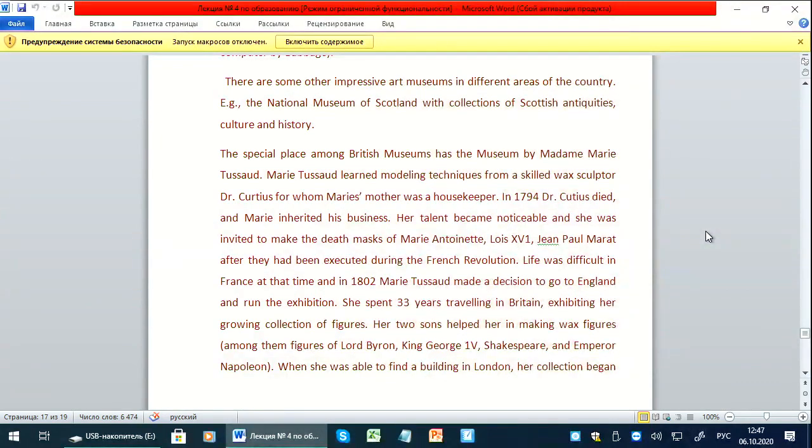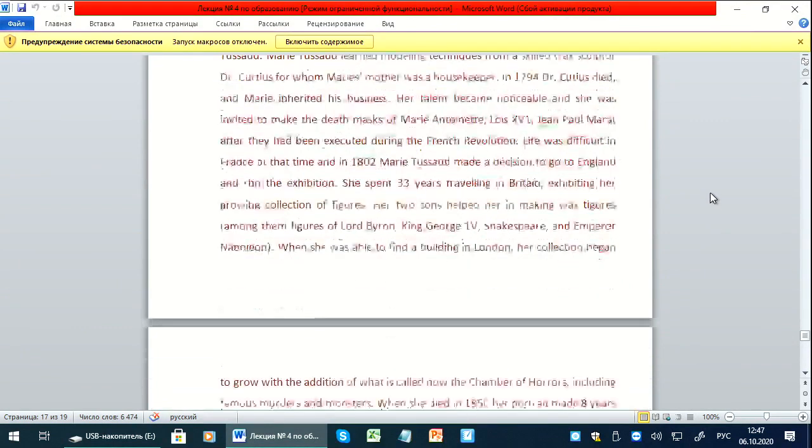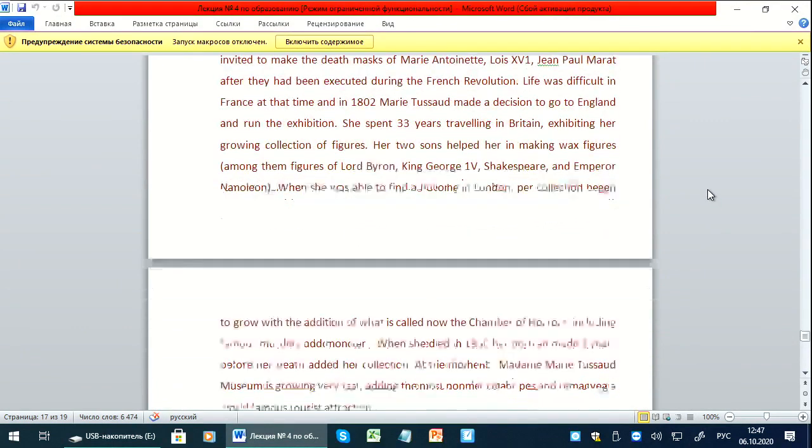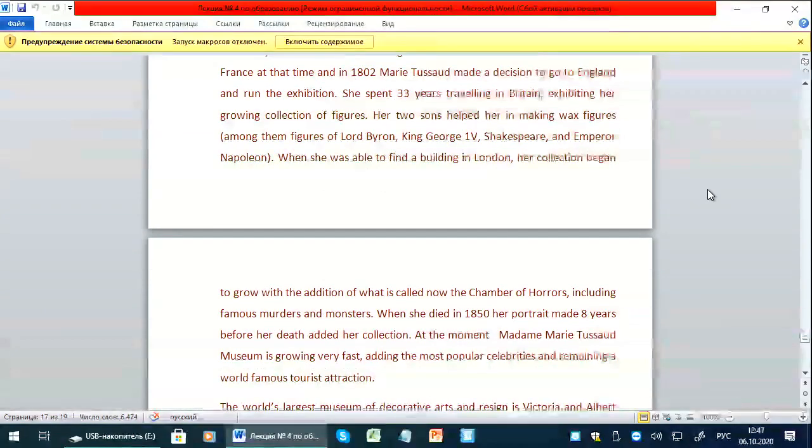When she was able to find a building in London, her collection began to grow, with the addition of what is called the Chamber of Horrors, including famous murderers and monsters.